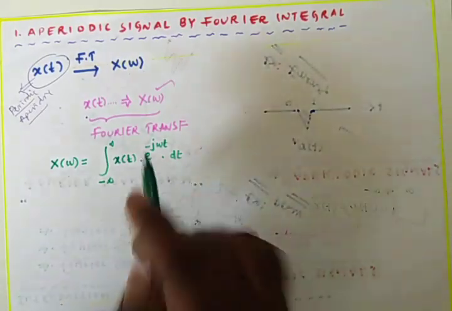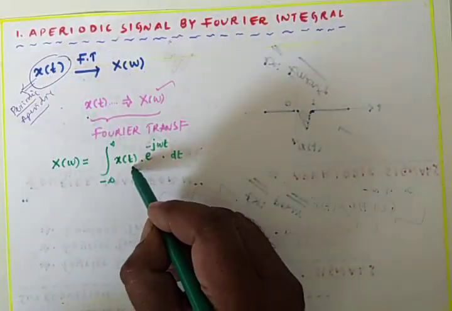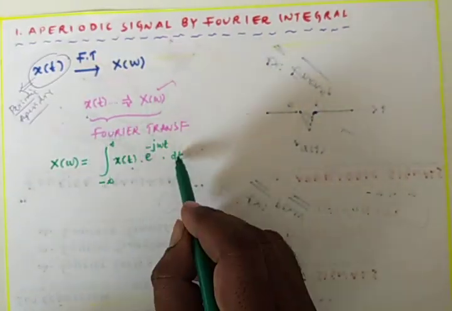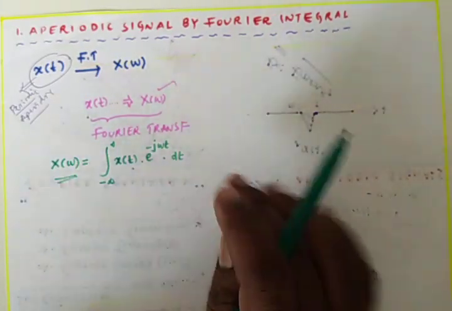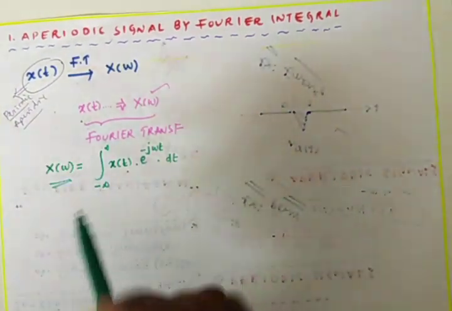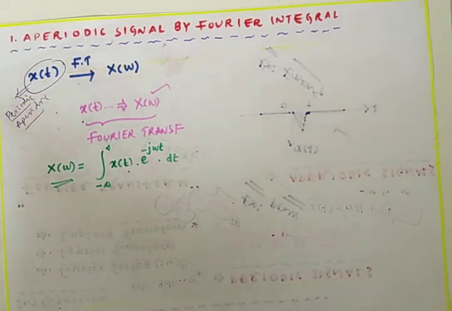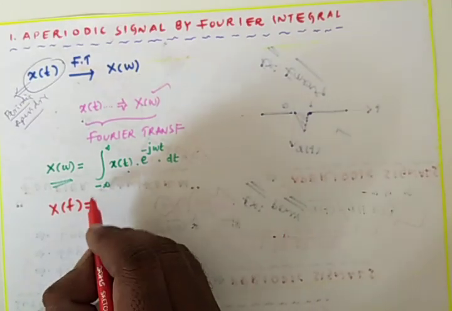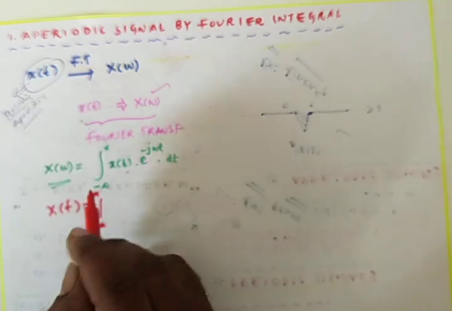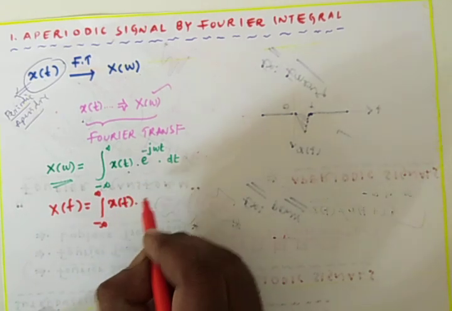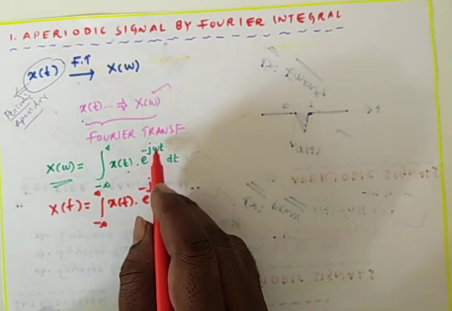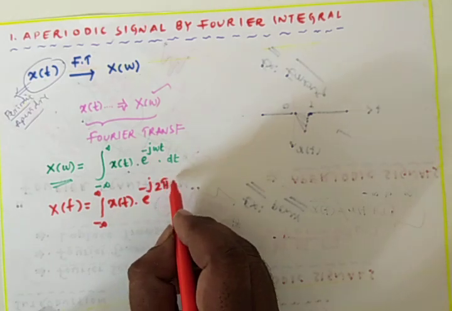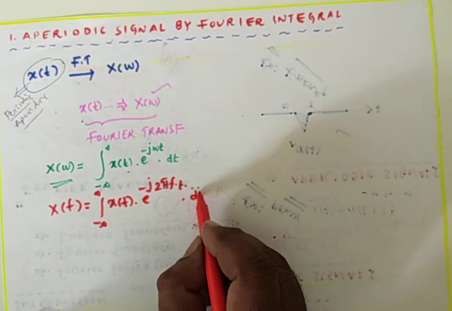That means earlier we have x of t, on which we applied the Fourier transform, and then we got the frequency domain signal x of omega. Omega is nothing but the angular frequency. If you want to represent the same in the normal frequency, x of f equals the integral from minus infinity to plus infinity of x of t into e to the power of minus j 2 pi f t dt.